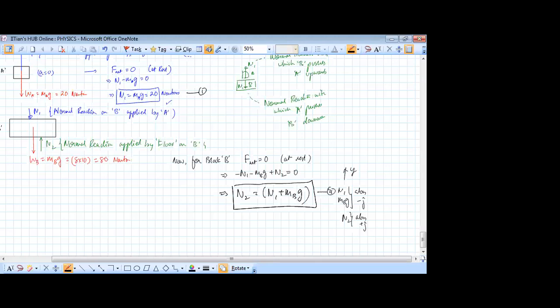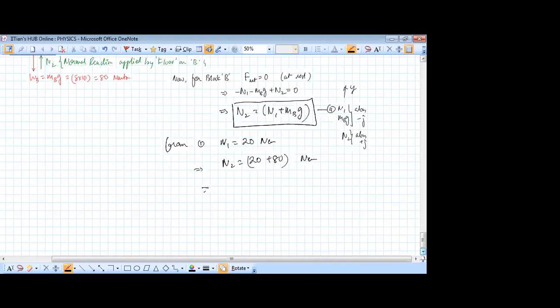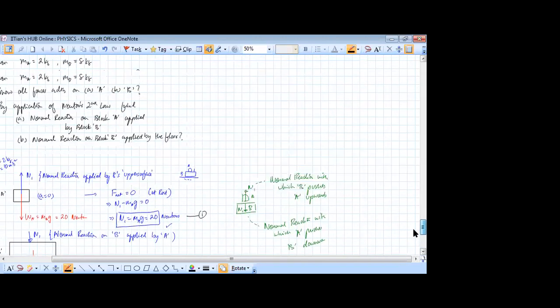So now substitute the value of this thing over here. Okay. So from equation 1, we have N1 is equal to 20 newtons. So therefore N2 will become 20 plus 80 because the weight of this block is 80. So it will become 100 newtons. So the normal reaction applied by the floor on the block B, which is the second thing you were asked, is of magnitude 100 newtons, direction upwards. And the normal reaction applied by B on A was 20 newtons, and its direction was also upwards. So your final answer now becomes like this.